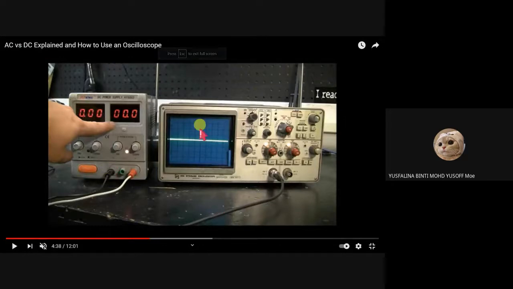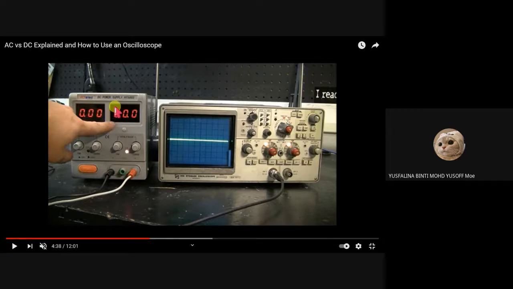Okay, so this is the CRO. Actually there are many types of CRO, and this is one type. This one is already connected to the DC power supply, so you can see here this is a DC power supply. With this, they can just decrease the voltage here and increase the voltage here by using the DC power supply. So let's see what happens.